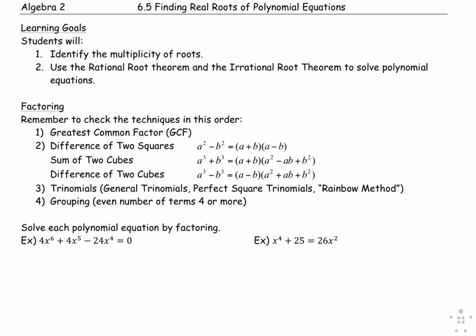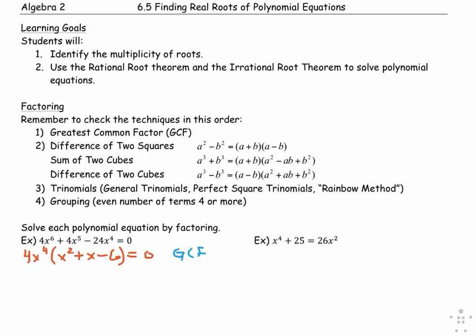Let's get to the first example. It's all divisible by 4. I could do that now. That would be no problem, dividing both sides of the equation by 4. Or you could pull it out as part of the GCF. So that's one factoring technique. Always check for the GCF first.